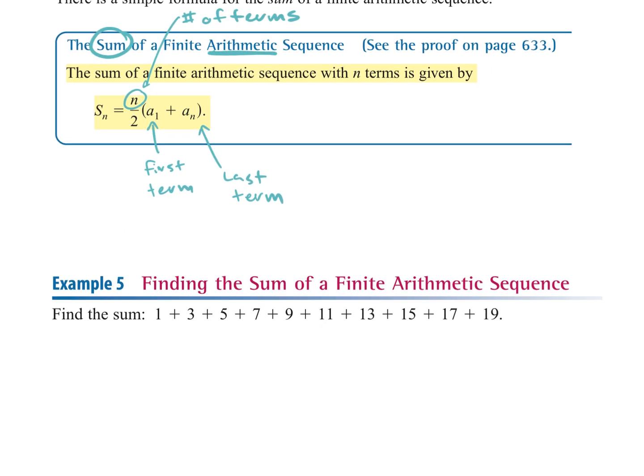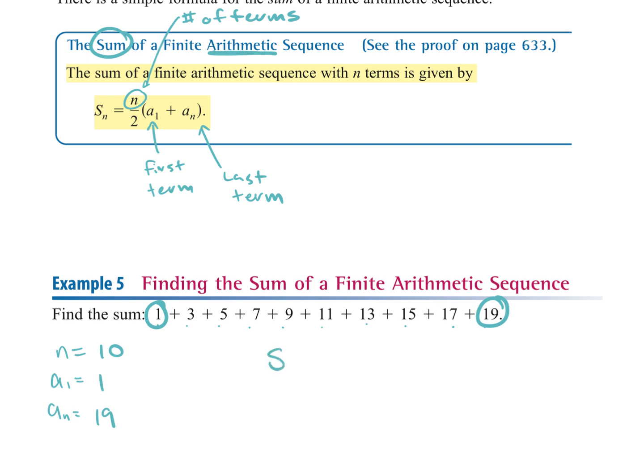So let's look at example 5. It says find the sum of a finite arithmetic sequence. So we need to know the number of terms, we need to know what our first term is, and we need to know our last term. How many terms do I have here? Let's count. 1, 2, 3, 4, 5, 6, 7, 8, 9, 10. Perfect. So n would be 10. What's our first term? 1 would be our first term. What's our last term? 19. So let's plug that all into our formula.